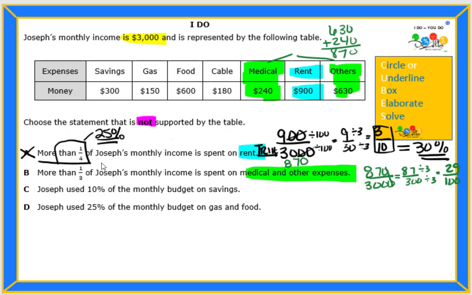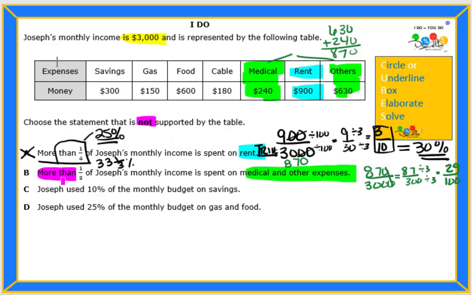So 1/3 is 33 1/3%. Those are some of the percents that we should know, right? I'm comparing it to 29%. So did we spend more than 33 1/3% on medical and other expenses? No, because Joseph spent 29%, which is less, not more than. So this is not true. And we are looking for something that is not true. So I believe that this will be our answer. But we're going to check the other ones just to be sure.